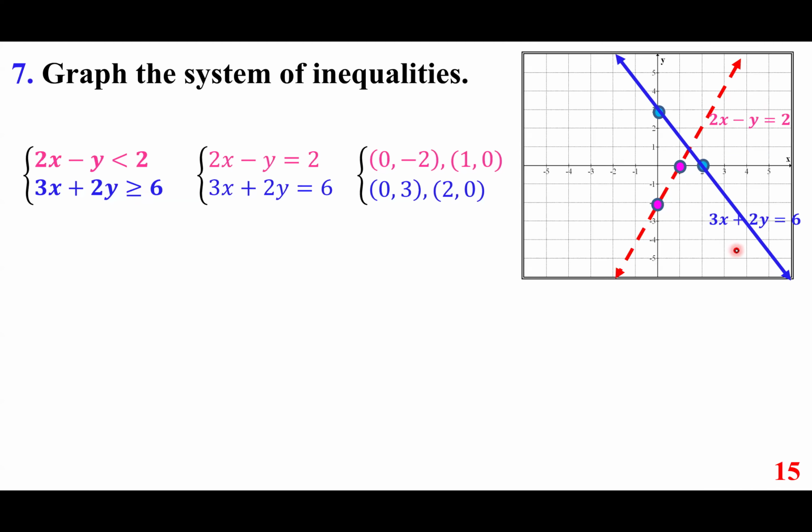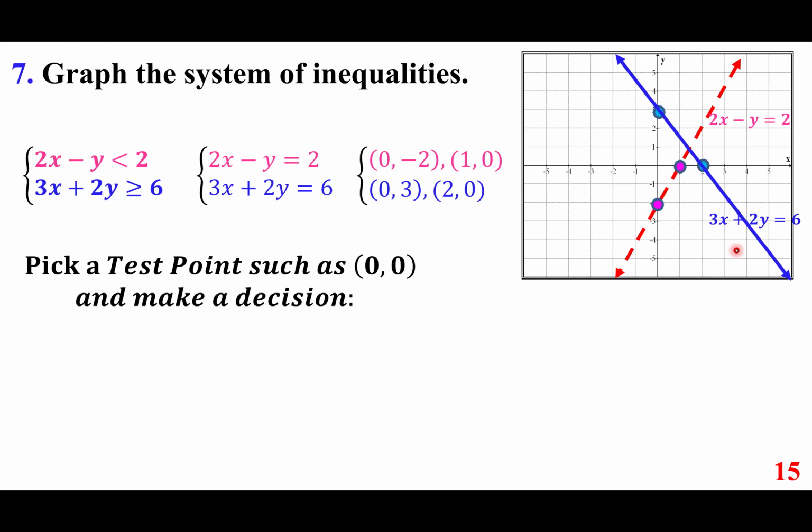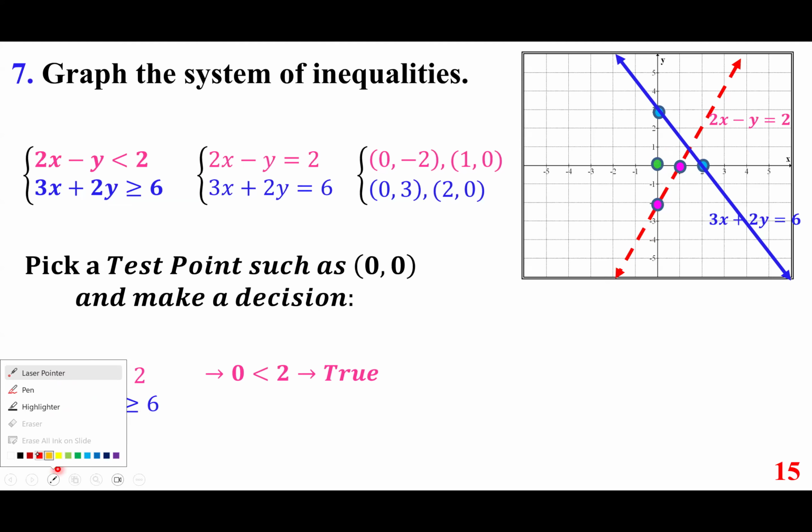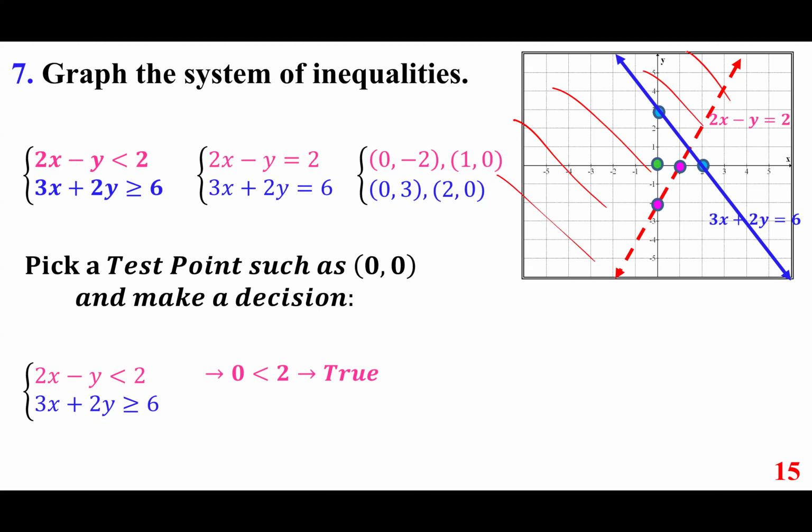You pick a test point. The easiest point would be 0, 0, as long as 0, 0 is not on the line. You can check it for the line that it doesn't belong to. Okay, and so you go back to the original inequalities. So this is the test point. And now if I put 0 for x and y, 0 less than 2, true statement. 0 larger than or equal to 6, false statement. So the first one is a true statement. And for the red one, this works. That means this side works. For the red one, 0, 0 is included.